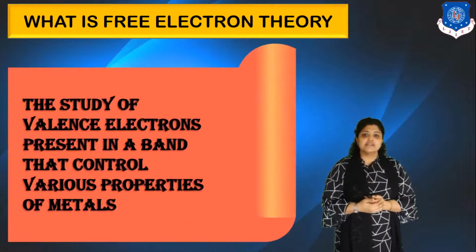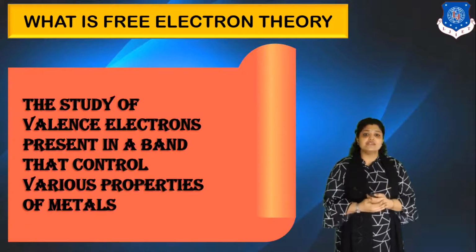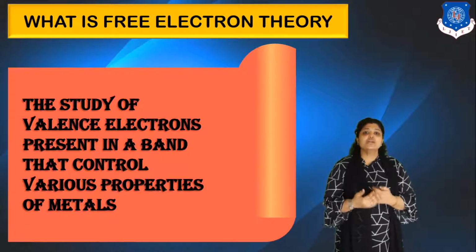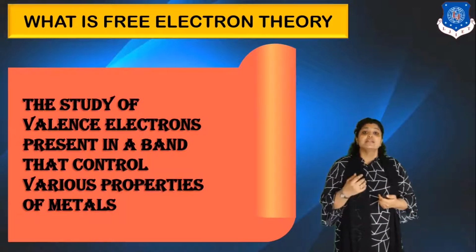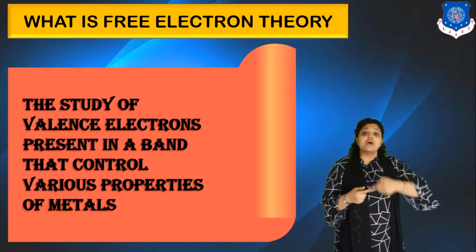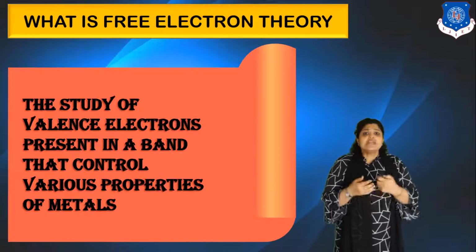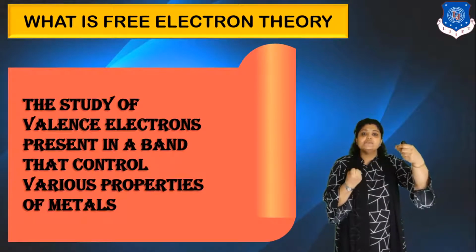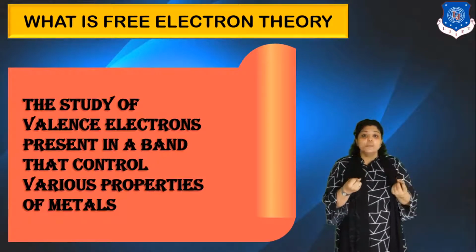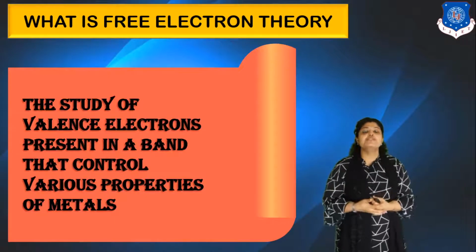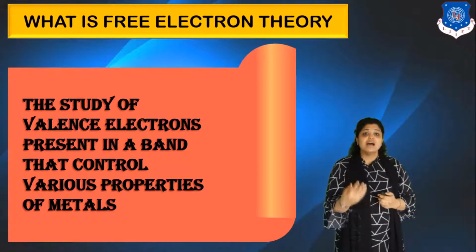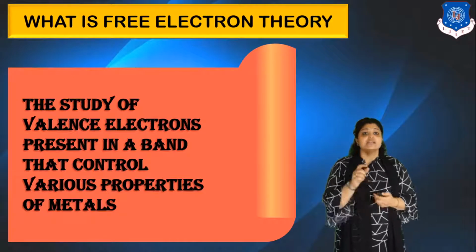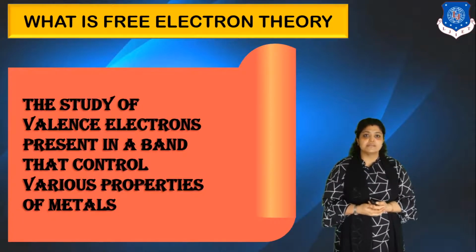So free electron theory is defined as the study of valence electrons present in a band which control various properties of metals. What do you mean by valence electrons? They are the electrons which are present in the outermost orbit of an atom. So we can say that the attraction of valence electrons from the nucleus is very less, and that is the reason if you give energy, they can easily become free electrons. So studying how these valence electrons behave, this is what free electron theory is.